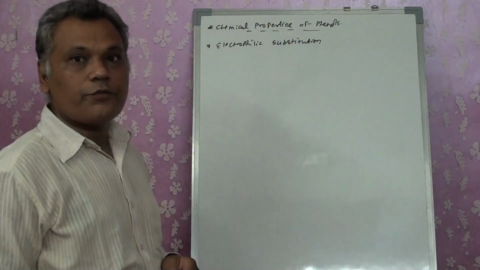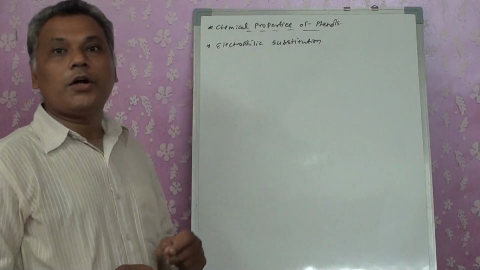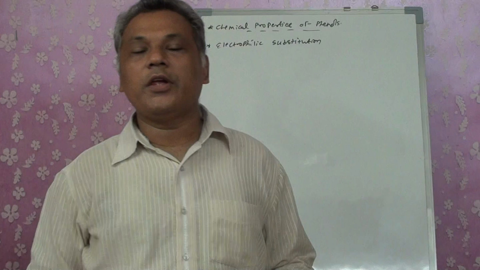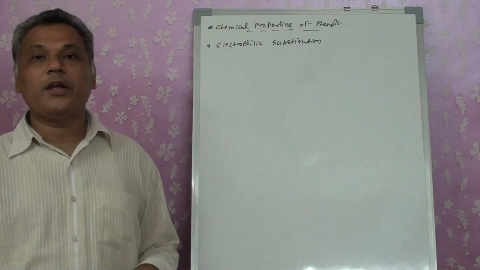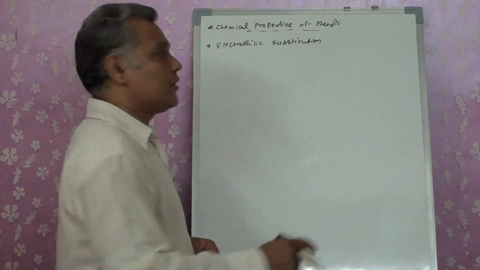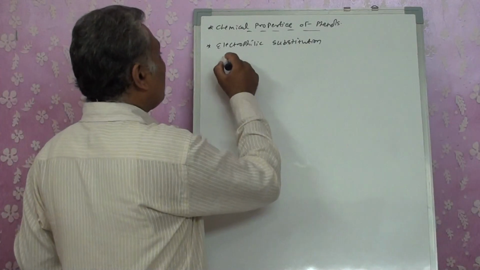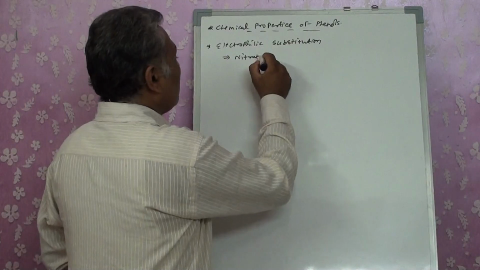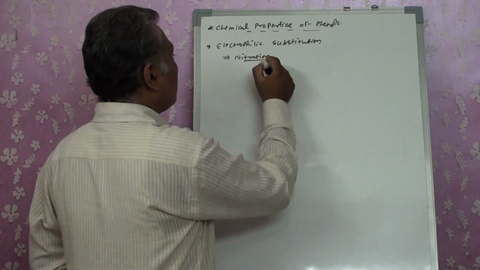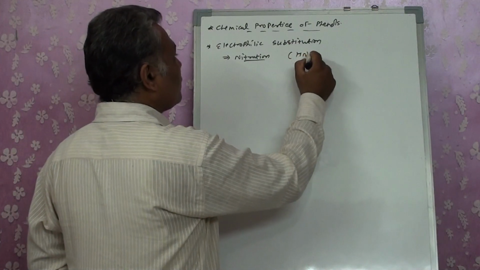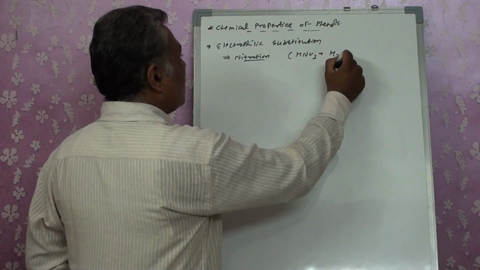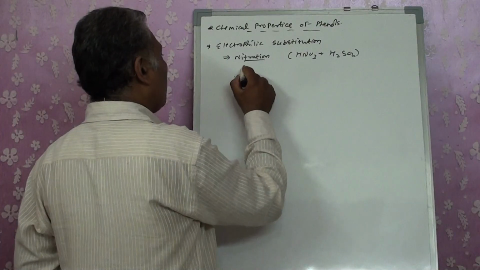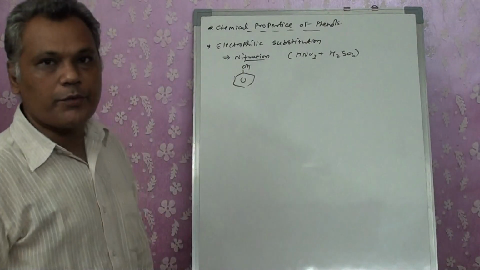Electrophilic substitution reaction for phenol means we are not going to have the OH group replaced, and not the H from it, but the benzene, the aromatic nucleus, is going to lose its H. That means the type of reaction is nitration. We know that for nitration we use HNO3 and H2SO4. So here one OH group is already present on phenol.